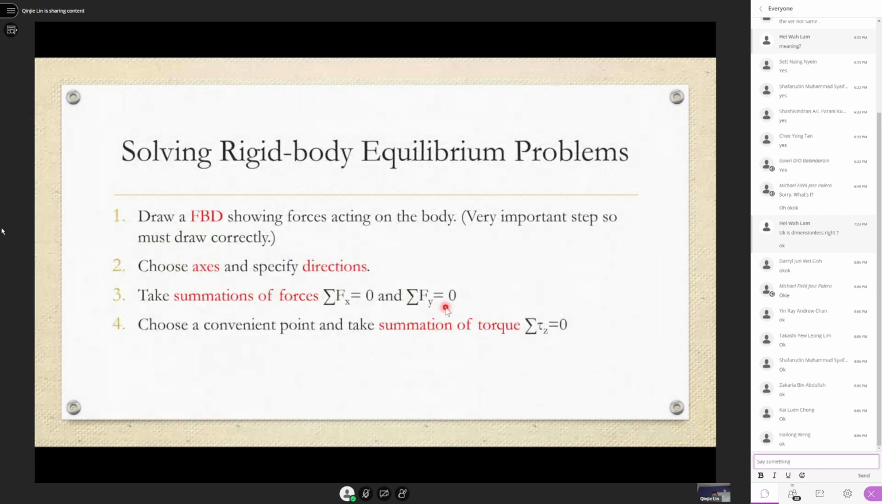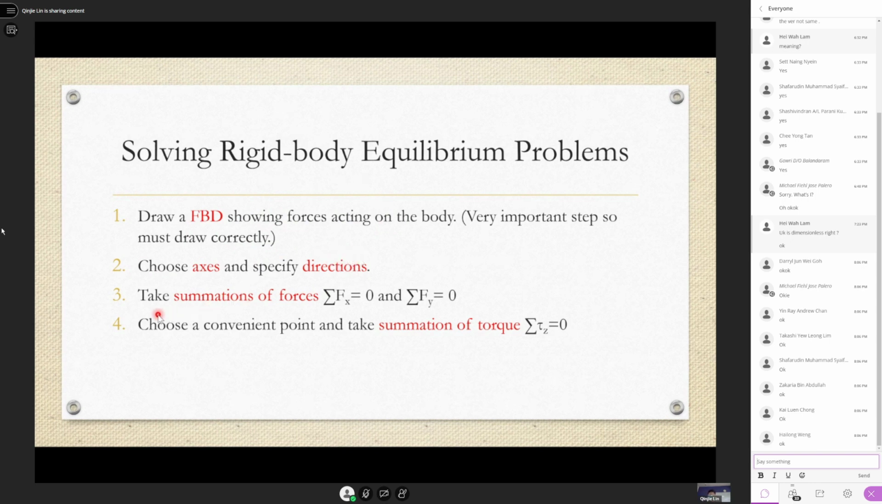So for this topic, we'll be trying to solve static equilibrium problems. And these are the general steps on how to tackle this kind of problems. First step, always, because forces are involved, always draw the free body diagram. And this step is the most important. You must draw it correctly. Next step, choose your axis and directions properly. Define your axis and your directions, and stick to it. I believe you all know that already.